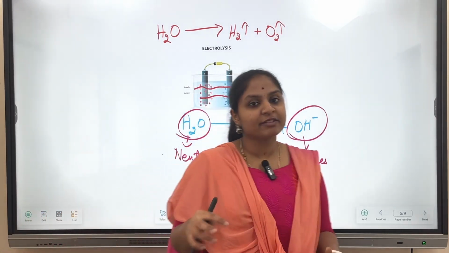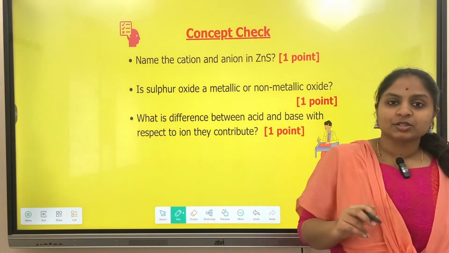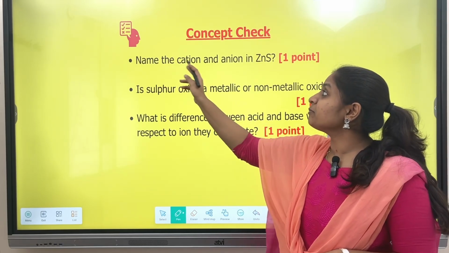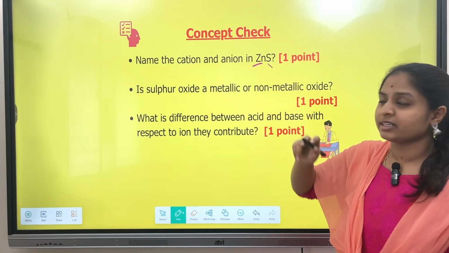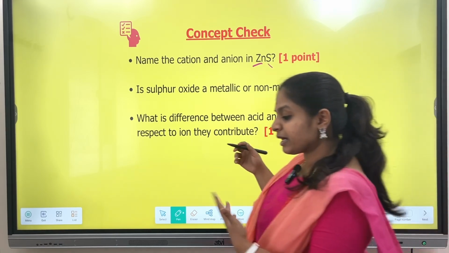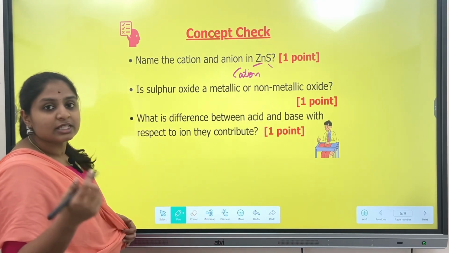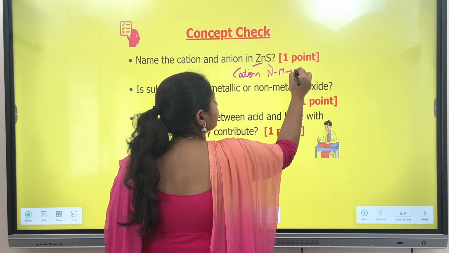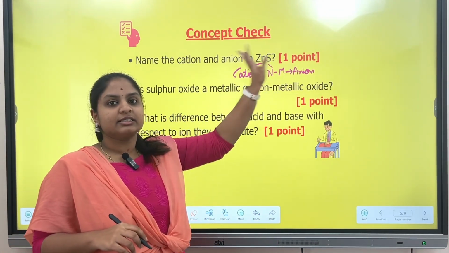So if we have understood everything here, let's take a little content quiz on the same. So there are 3 points. Let's see who scores the maximum amount of points. The first question is, name the cation and anion in zinc sulfide. There is zinc here and sulfur here. So what is zinc? Zinc is a metal. So the metal is going to form a cation. And we know that non-metals are the ones which will form anion. So here sulfur is the non-metal, so it will form anion. So the cation is zinc and the anion is sulfur.